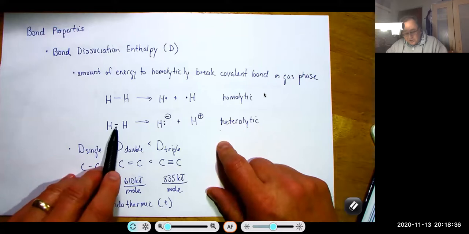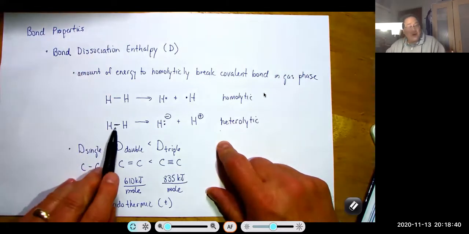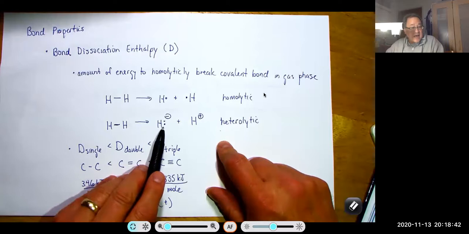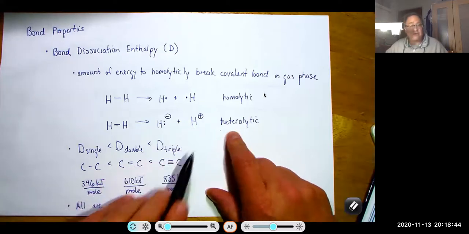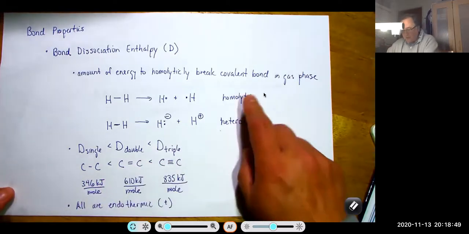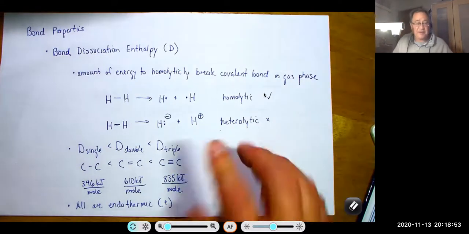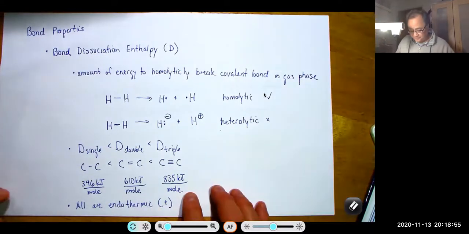Here you've got two electrons bonding the two hydrogens together. And when we break this bond, both electrons end up on one atom and none on the other. This is a heterolytic cleavage. So we're talking about this one up here, a homolytic cleavage, not the heterolytic cleavage. It's a different amount of energy for the heterolytic cleavage.